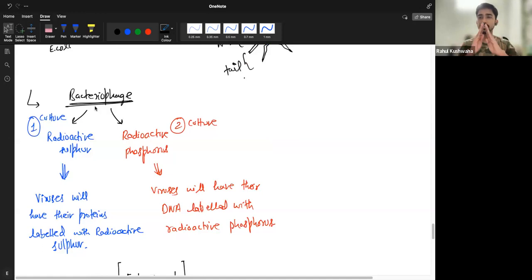Then the idea came. They took this virus and started two different cultures. In one culture, sulfur was radioactive. So when this virus replicates and makes more copies of itself, it will need sulfur to make its protein, right? And all the sulfur available to this colony of viruses is radioactive. So over 10, 50, 100 generations, which is very fast in viruses, it will just take a few weeks to generate many generations. After many generations, most of these viruses will have their protein labeled with radioactive sulfur, because they are making more and more protein in the environment.